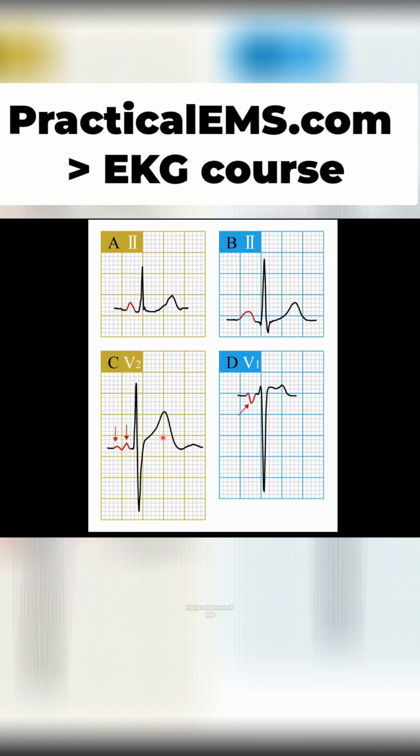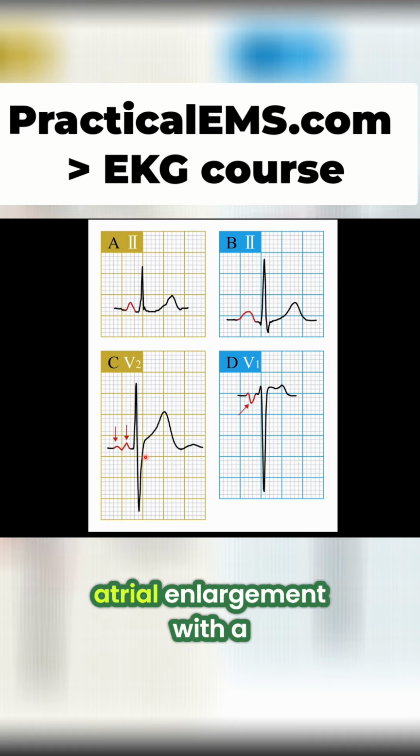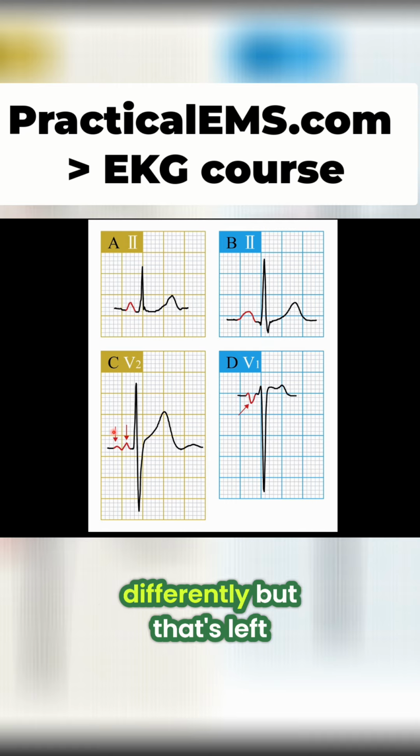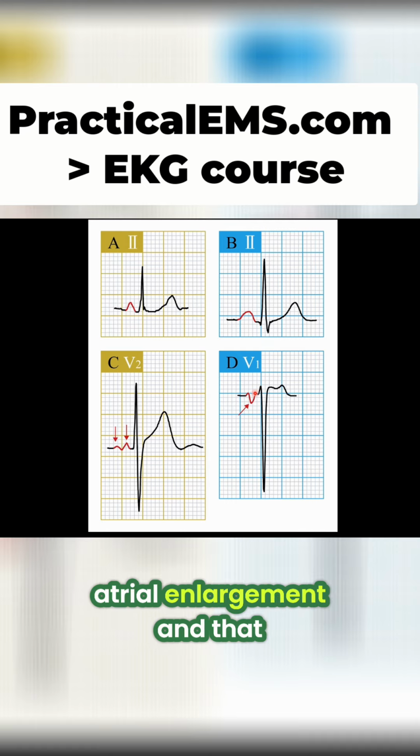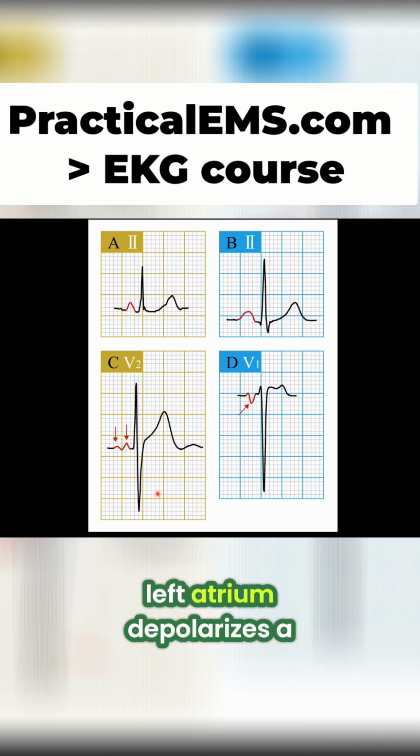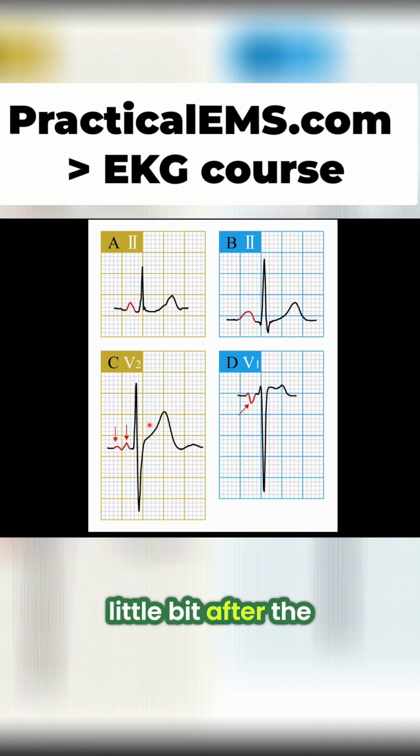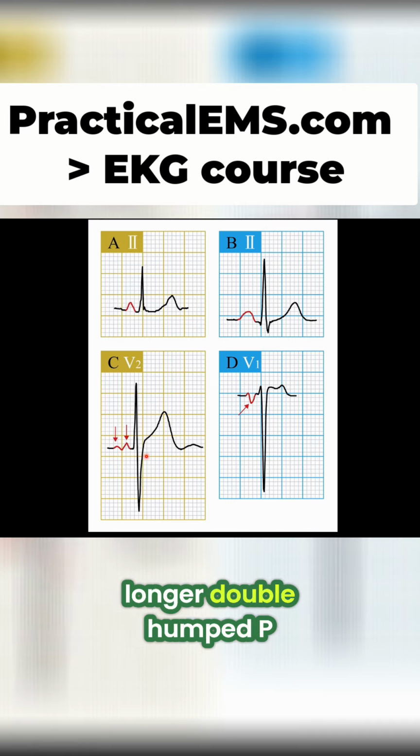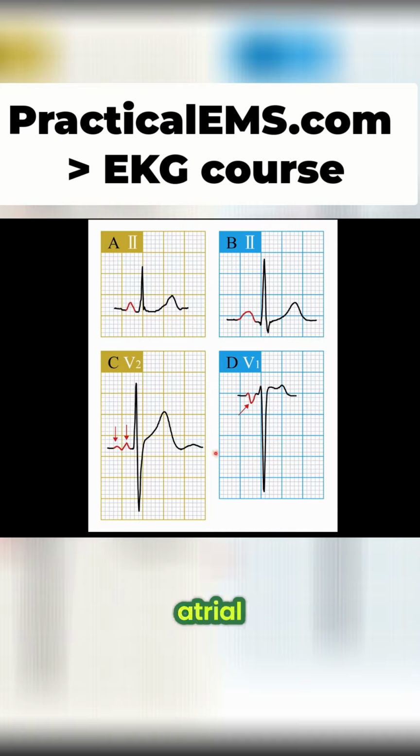And down here we have evidence of left atrial enlargement with a biphasic P wave here and here. That can look a little bit different, but that's the left atrial enlargement. And that makes sense because the left atrium depolarizes a little bit after the right, and so the longer double-humped P wave would be left atrial enlargement.